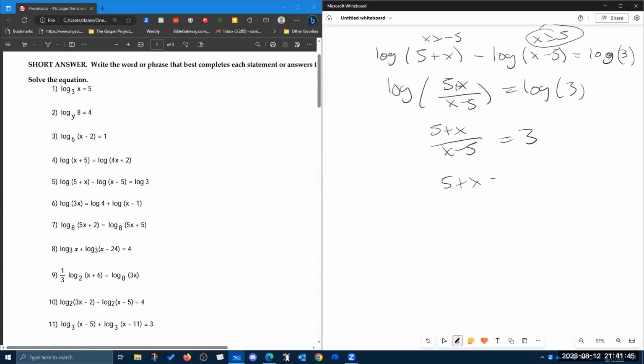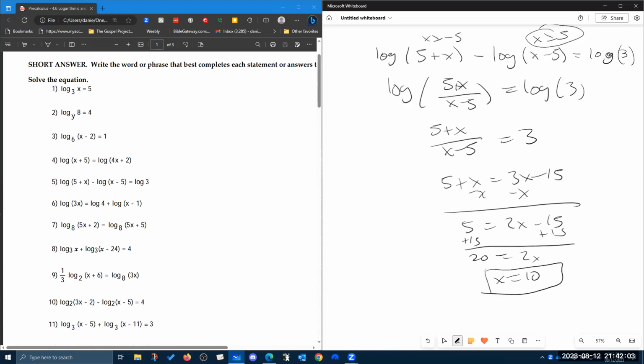5 plus x equals 3x minus 15. Subtract x from both sides. 5 equals 2x minus 15. Add 15. 20 equals 2x, and x equals 10. It's greater than 5, so we're in good shape. I'm going to come back and check it. 15 over 5, when I divide them, is going to be 3, which is what it says on the right-hand side.